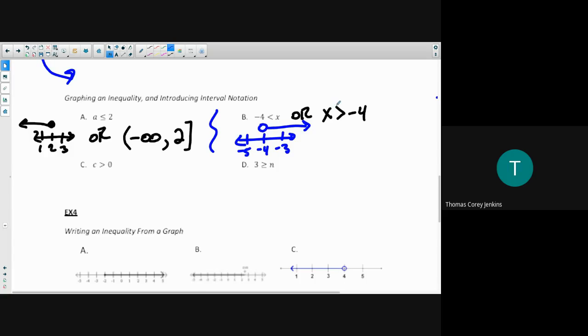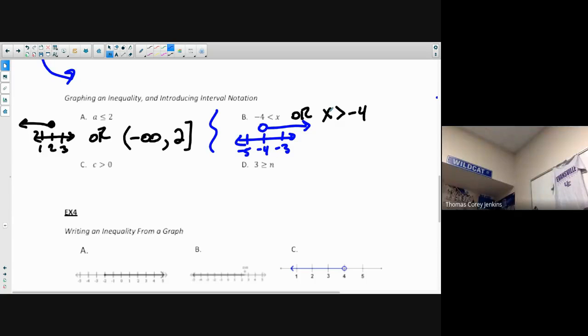I don't tend to like to think about the arrowhead trick. I like for you guys to think about what we're actually doing, right? Where are the numbers that are greater than -4? They're to the right. But if you like to use that arrowhead trick, you have to have the variable on the left side. All right, interval notation would be, what's my left bound? What's my smallest number that we go to? That would be -4.